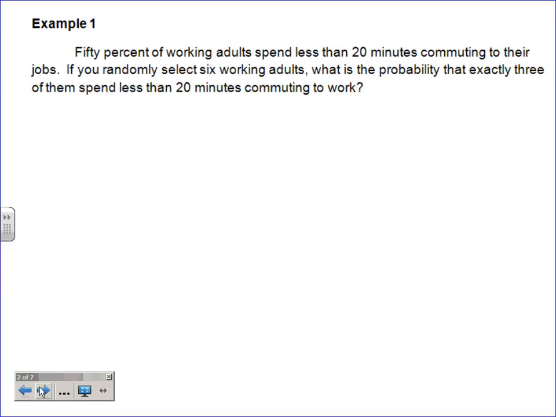If you randomly select 6 working adults, what is the probability that exactly 3 of them spend less than 20 minutes commuting to work? Well, let's pull out the most important parts. And so what are some of the more important things? Well, basically, is 6 important? Yes. Is 50% important? 20 minutes? Am I going to use that in my calculation? No, I'm not going to use it. And if you do, you're going to have some problems, okay?